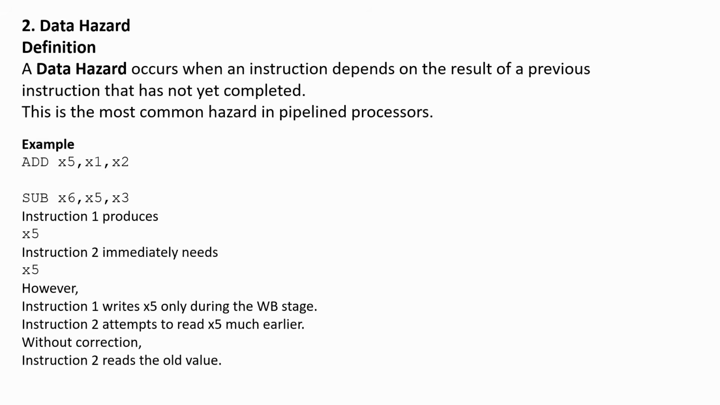Now, next is data hazard. Let us try to understand what we mean by a data hazard. Basically, a data hazard occurs when an instruction depends upon the results of a previous instruction that has not yet completed. For example, if I have two instructions, add x5, x1, x2 is instruction number 1, and this is instruction 2. In instruction 1, if you carefully observe, I'm going to add the contents of x1 and x2 and store it in x5.